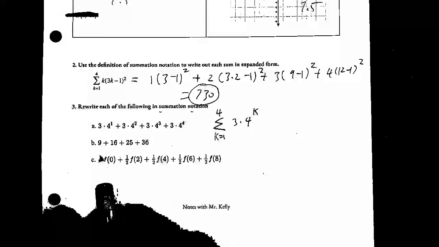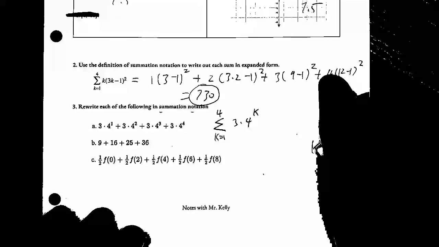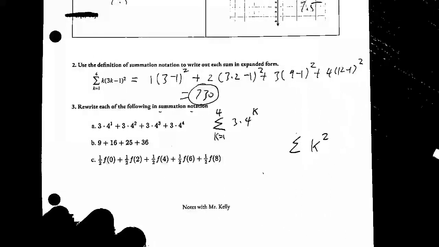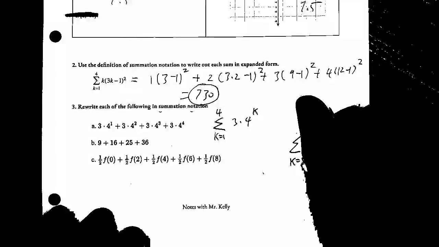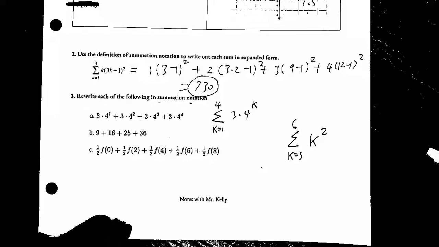Okay, the next one, 9, 16, 25, 36. Is there a pattern here? What are all of these? They're all perfect squares. They're k squared, like Mate said. So it's k squared. And then where do I start? Where do I end? We start at 3. We end at 6. Okay? Making sense?